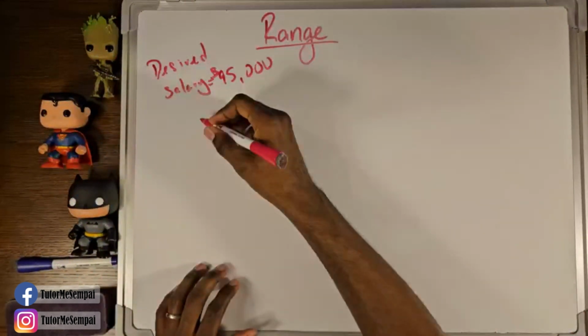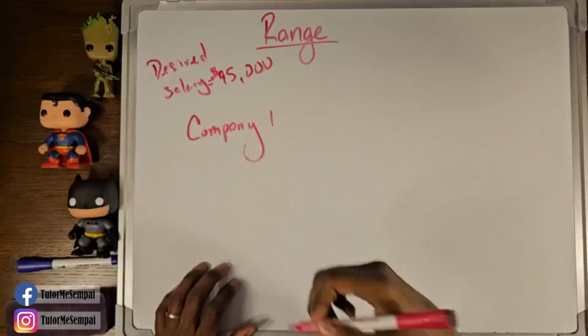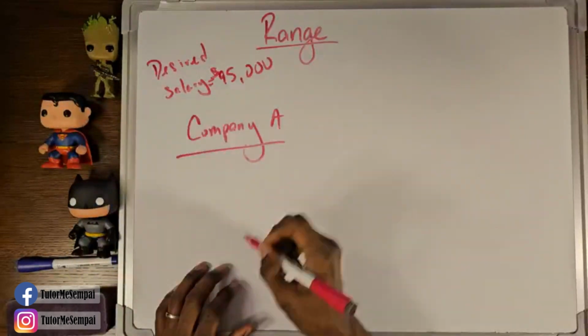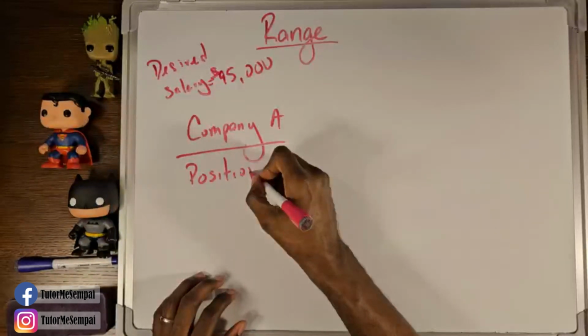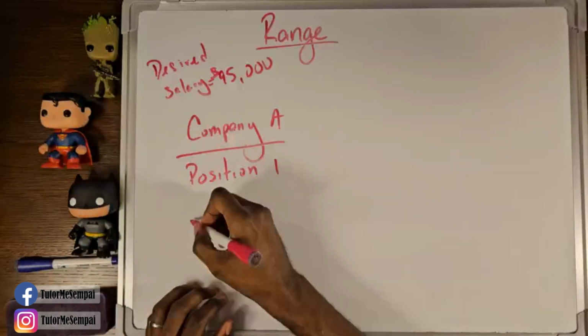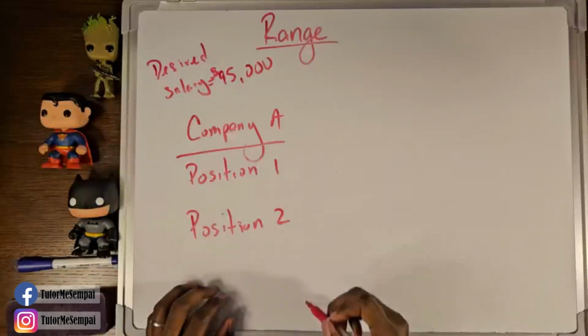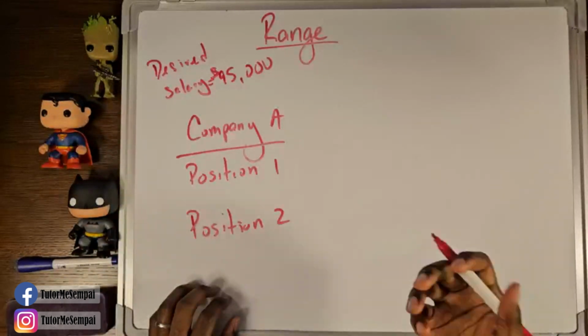And you're looking around and you find this amazing looking company. I'll say company A. Company A has 2 positions, and both positions are something you qualify for. You fit both of the prerequisites: position 1 and position 2. How do you know which one you want?